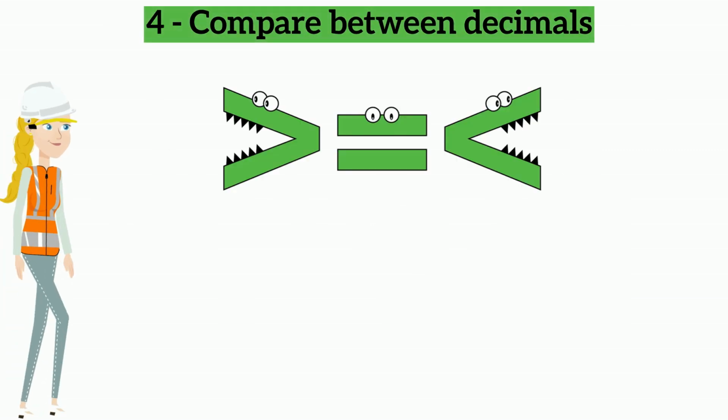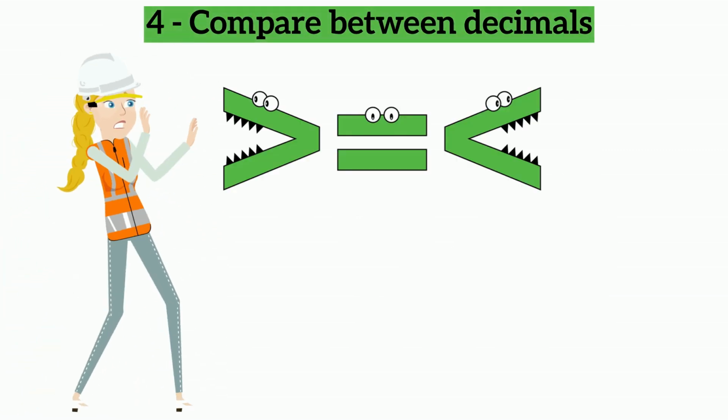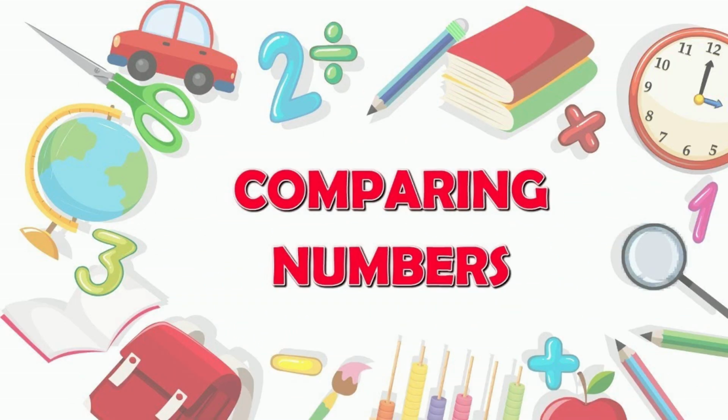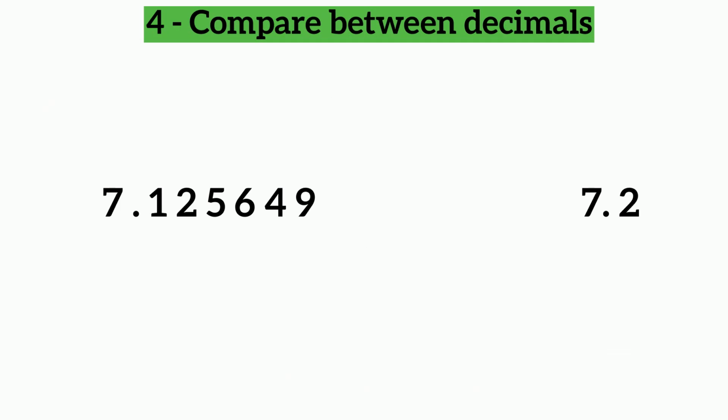The last thing to learn in this video is how to compare decimals to decide which one is larger. It is so simple. Compare one digit from each number at a time and don't be tricked by the length of the number. In this example, both numbers have 7 as a whole number. Then we compare 1 to 2. 2 is bigger. So we can put the sign. We don't need to check the rest.